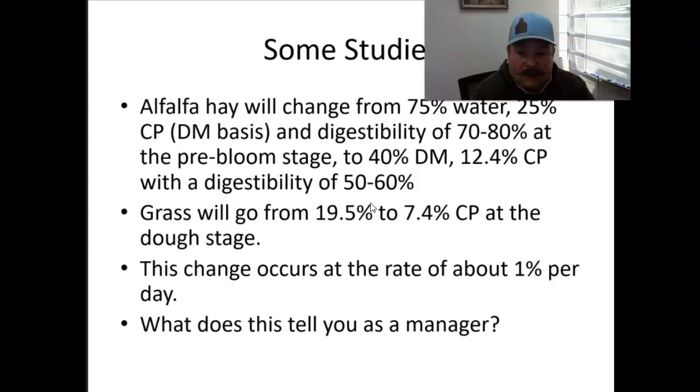Excuse me, I do need to specify. On a dry matter basis, if we removed all the water, then ran the test for crude protein, we're going to find we might get hay up to like 25% protein. The digestibility of it is going to be somewhere between 70 and 80%. It's just crazy high. And that's if you did it at the pre-bloom stage.